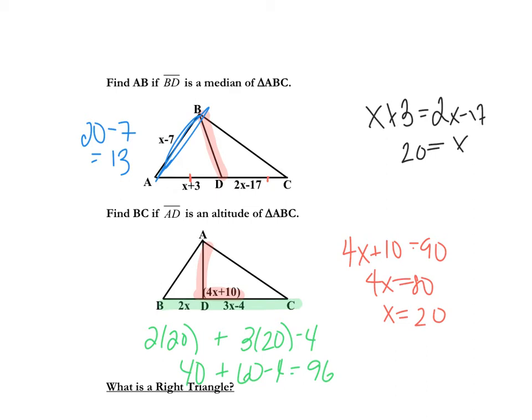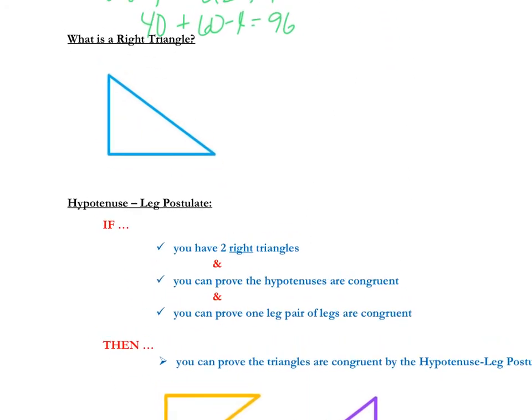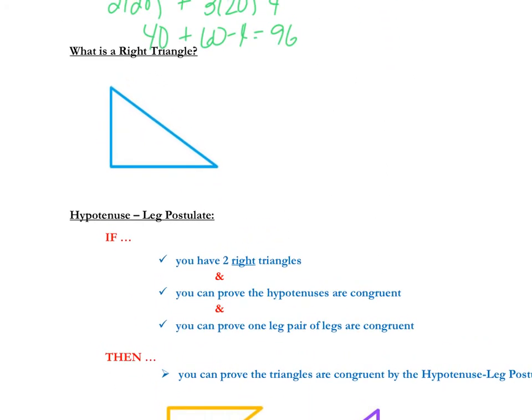Okay, our last congruence postulate that we need to learn is what's known as the HL. So all of the congruence postulates that we have done so far have had 3 components. The HL looks like it only has 2 components, but it really has 3. First of all, it needs to be a right triangle. In order to use HL, it has to be a right triangle.